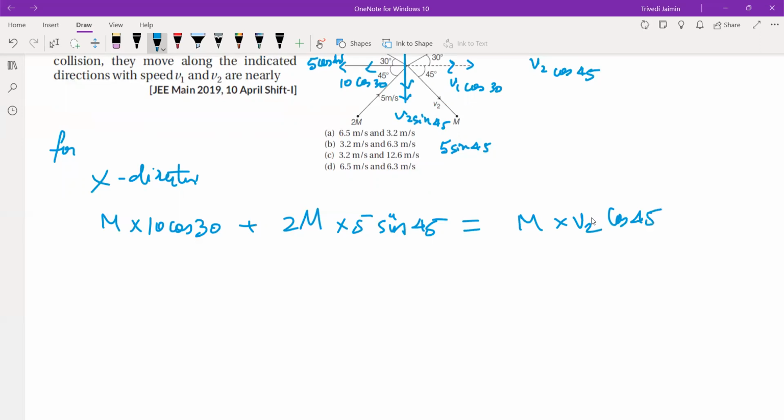Next direction plus 2m into V1 cos 30. V1 cos 30, cos 30, 45. Yeah, that's it. So to simplify this, it will get cancelled. V2 will be V1. Okay.